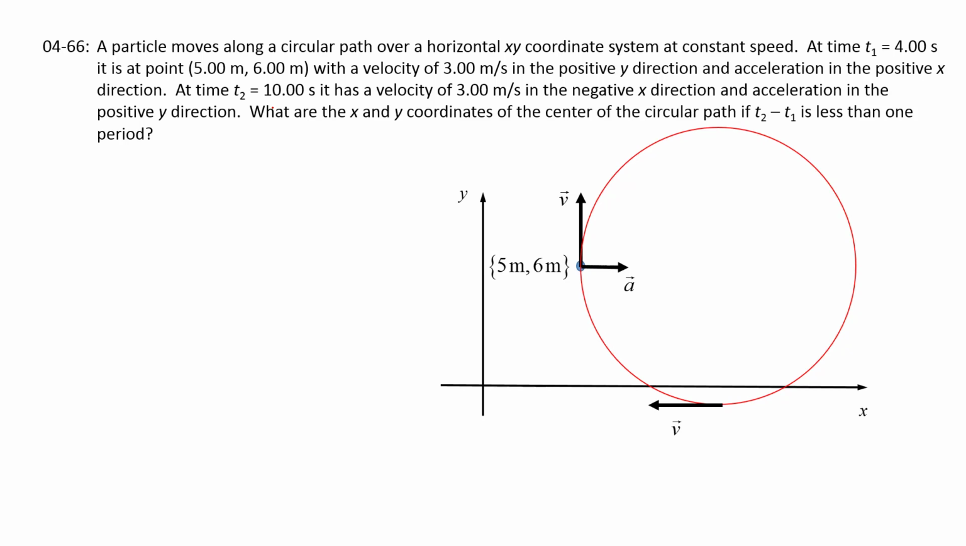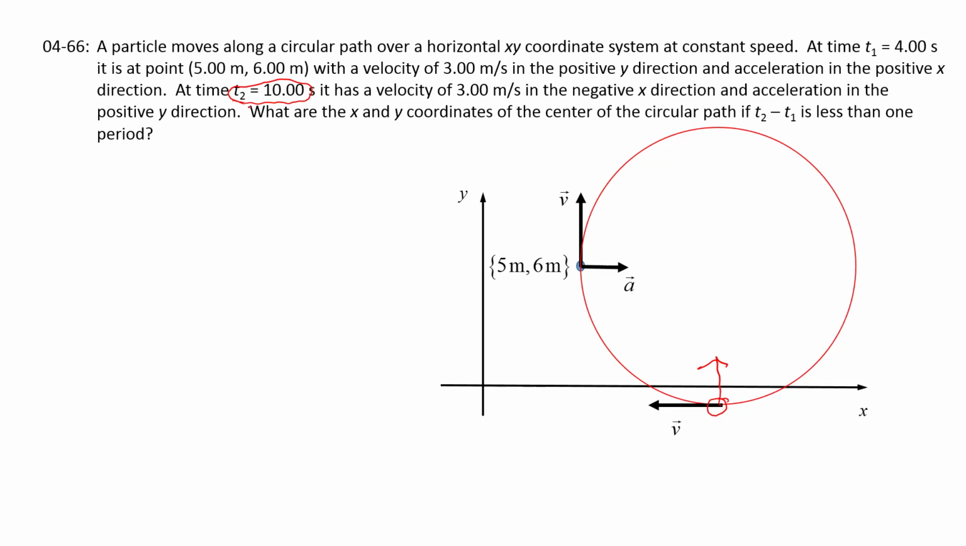I think we've got the other point here at 10 seconds. It says velocity is 3 meters per second in the negative x direction. So that's consistent with our picture. And it says the acceleration's in the positive y direction, so that's good. The acceleration is pointing up this way. So that's all consistent. But we don't know where this point is. We're not given that information. All we know is that it's at t2 equal to 10 seconds. So that doesn't really help us sort things out. It gives us some information, but we have to think a little bit more about what's going on.